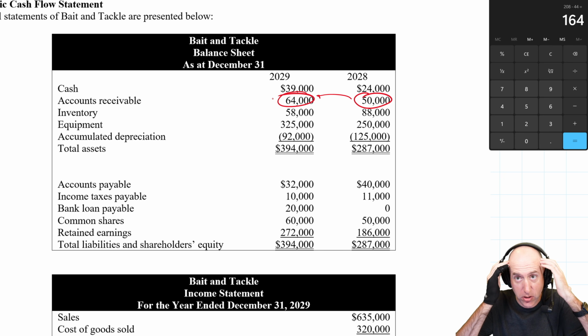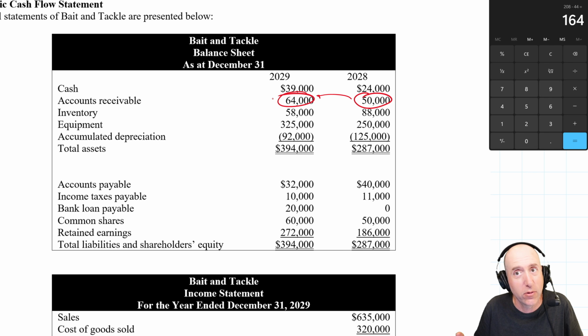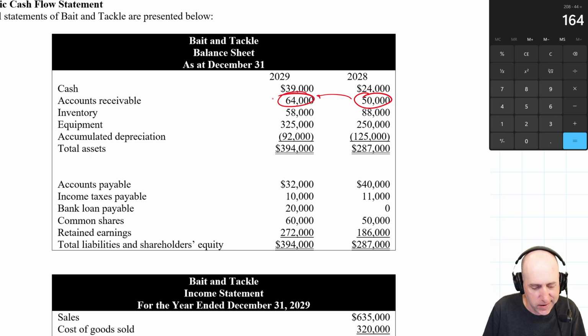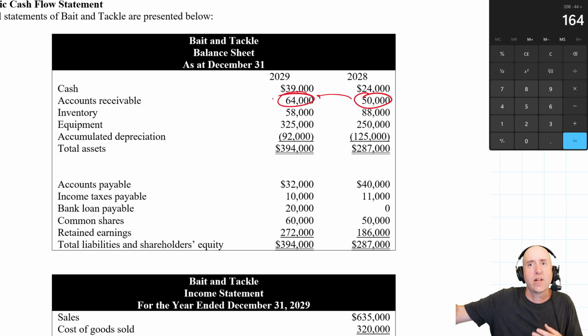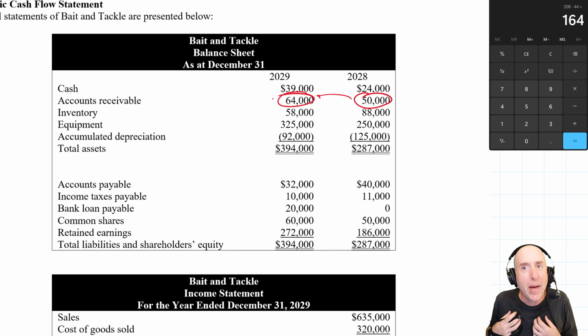I always try to tell a story. At the end of this, I'm going to give you a trick to do this quickly. But I always try to tell a story. And the story I say is, okay, if accounts receivable went down, why did it go down? Because I collected money, right? If somebody owed me $100 yesterday, they only owe me $20 today. What happened between yesterday and today? They paid me $80, right? I collected money.